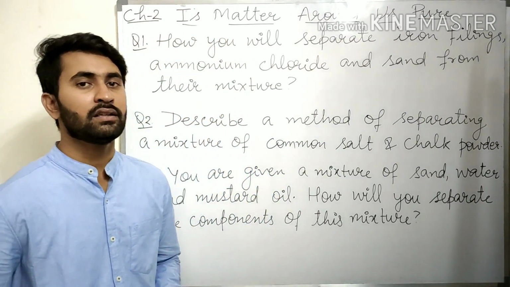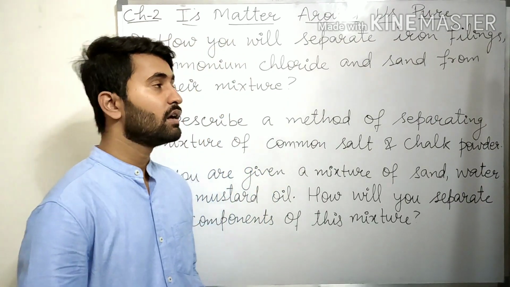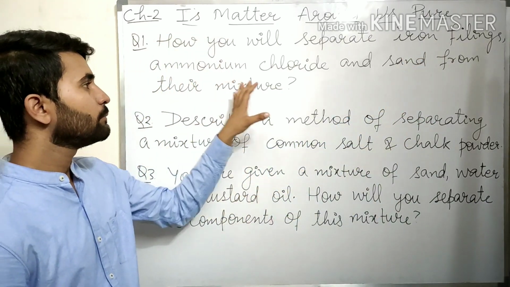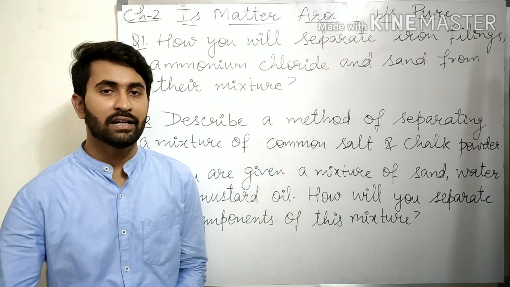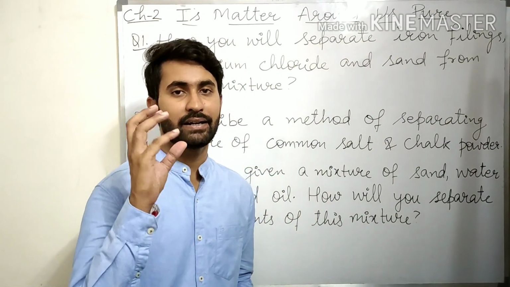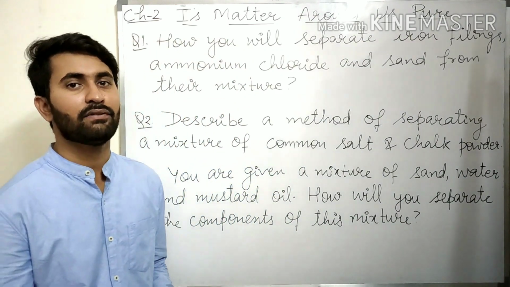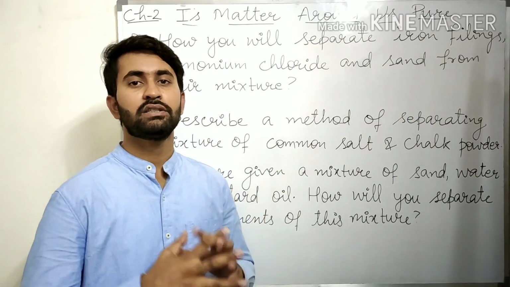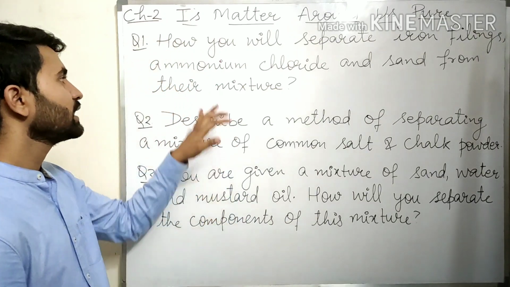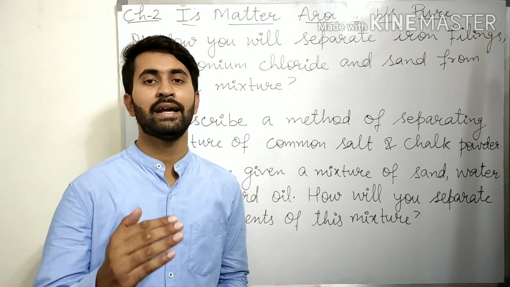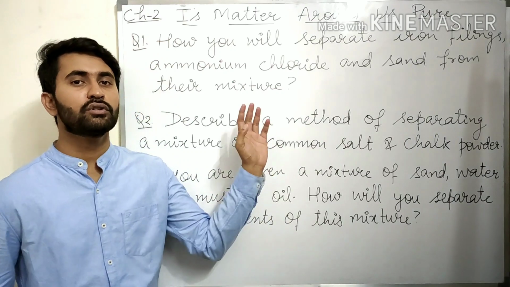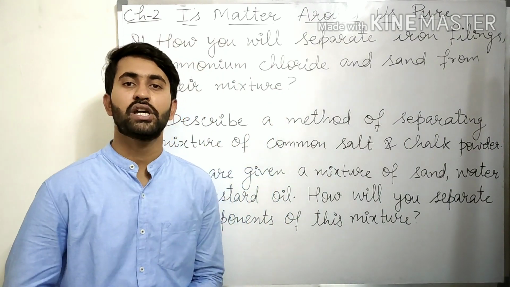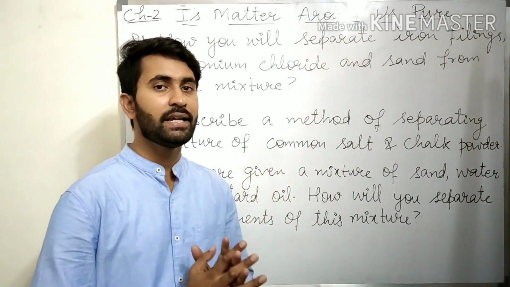The first thing that we are going to do is bring a piece of magnet near the mixture, so the iron filings will get attracted and stick on the magnet. Now two things will remain in the mixture, that is ammonium chloride and sand. For separating them, we will keep the mixture in a china dish and heat it.